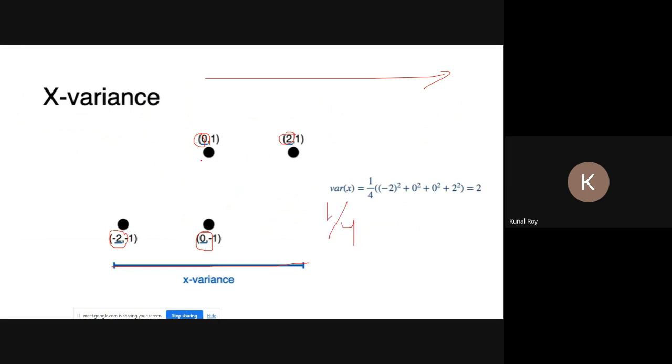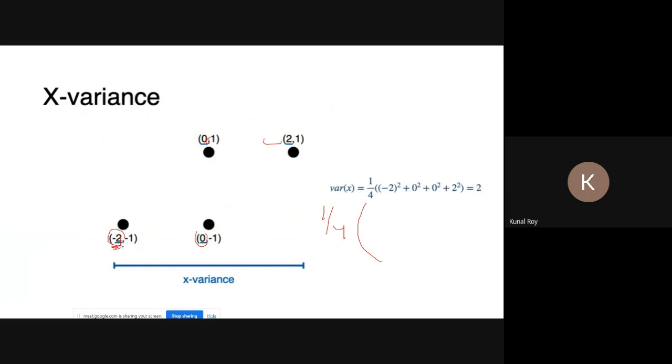Okay, so as we know there are 4 data points, that's why I have taken 1 by 4. If we have 5 data points, we will be taking 1 by 5. But here in this example we are taking 4 data points. So for these 4 data points, how can we calculate? We are taking the x coordinates like this. So 1 by 4, then we are doing a sum of the squares of the x coordinates.